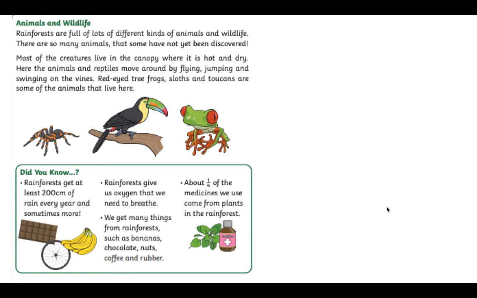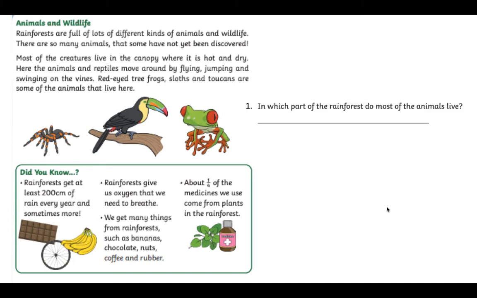Did you know? Rainforests get at least 200 centimetres of rain every year and sometimes more. Rainforests give us oxygen that we need to breathe. We get many things from rainforests, such as bananas, chocolate, nuts, coffee and rubber. About a quarter of the medicines we use come from plants in the rainforest.